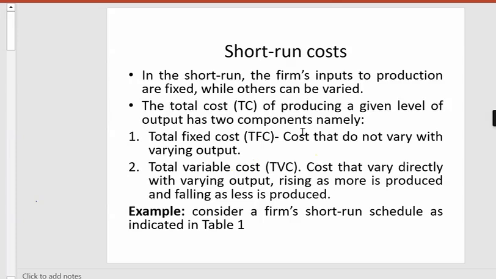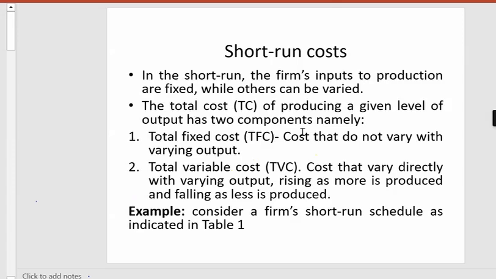When you say short run cost, this involves one factor input that must be fixed. In the short run, normally the firm's inputs to production are fixed. When I say one factor input must be fixed, for example, if you want to invest, first of all, you have to buy land. Let's say you want to invest in agriculture, you need to buy land. That land is fixed. It's a short term.